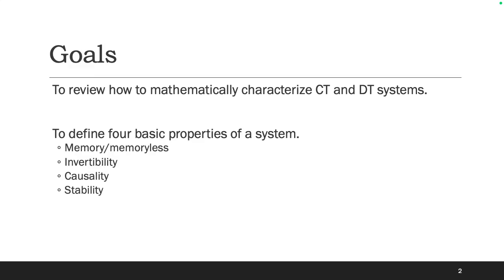And then we will try to define four basic properties of a system: memory or memoryless, invertibility, causality, and stability. Actually we have two, and we will talk about the rest in the next class. After that, we will try to decide the four properties for a given system, because every system will have those properties. Okay, let's talk.